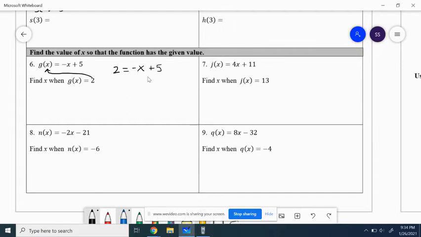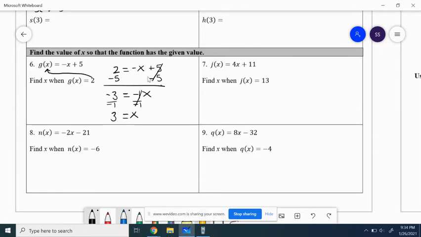All right, so we need to isolate x. We're going to get rid of this positive 5. We'll do so by subtracting 5 on both sides. I'm left with, what is 2 minus 5? That is -3. Drop down this -x. This is really -1x. So if we want a positive 1x, we need to divide by -1 on both sides. -1 divided by -1 is +1. That's our goal. And -3 divided by -1 is +3.